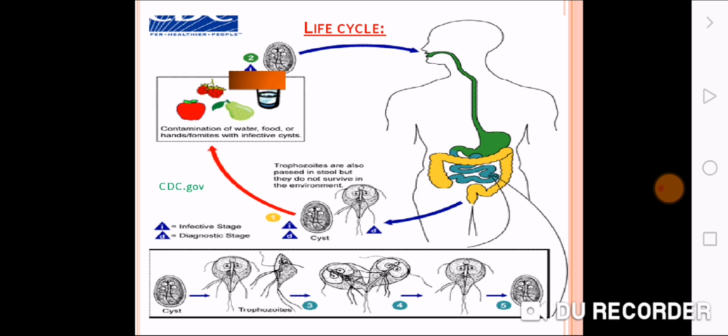In formed and semi-formed stool, we can't see a trophozoite, never, because all the trophozoites will be changed to cysts by the encystation process. There will be enough time for the trophozoites to go into encystation and change to cyst.